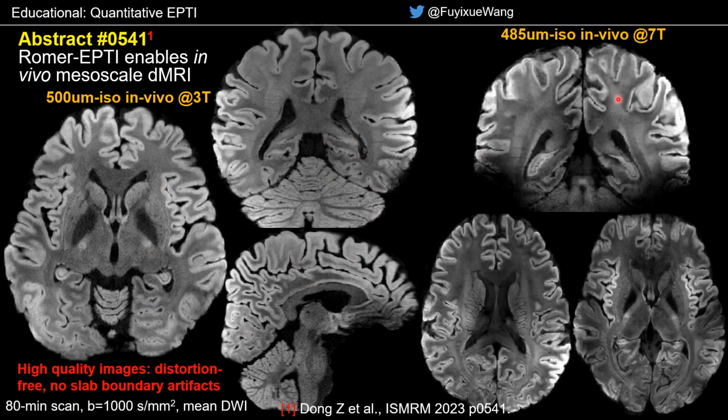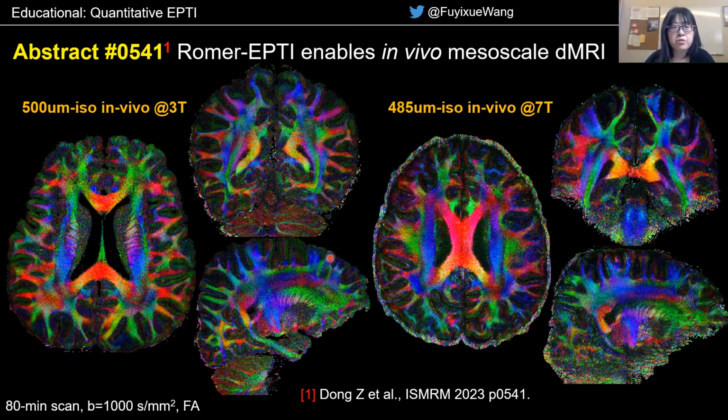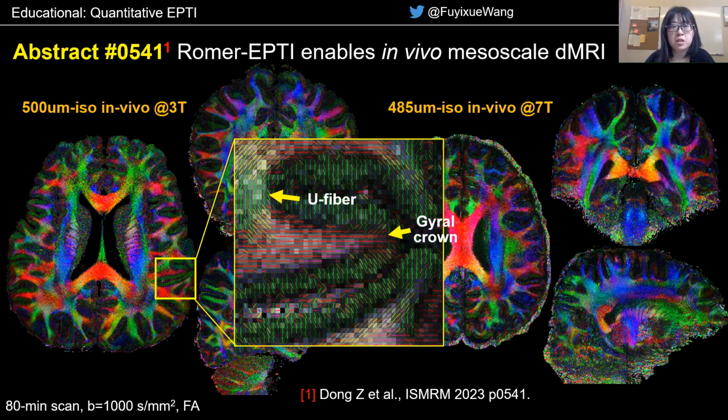And at 7T, it achieves even higher resolution, and we can see the highly detailed structures on the mean DWI. And you can see more details in abstract 541. And here shows the FA map of the two data sets. And at this high resolution, more detailed structures and connectivity can be revealed.